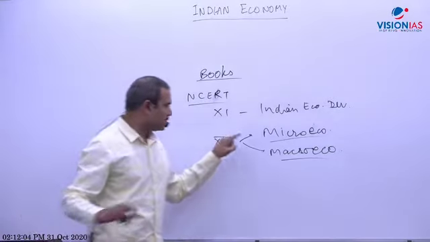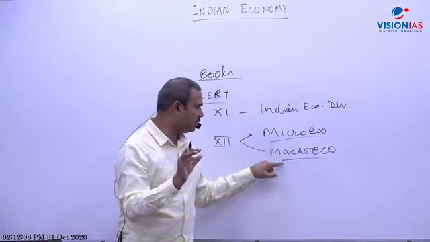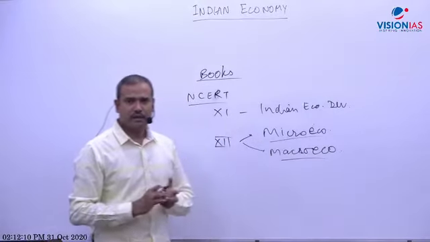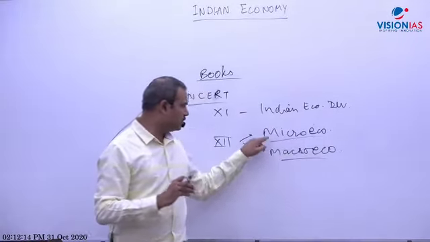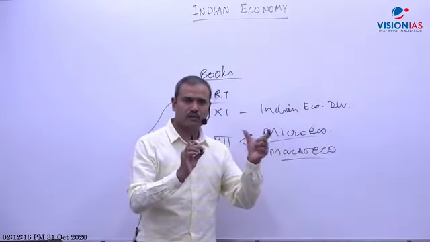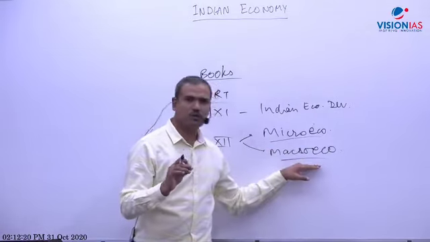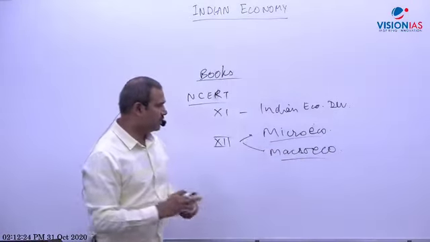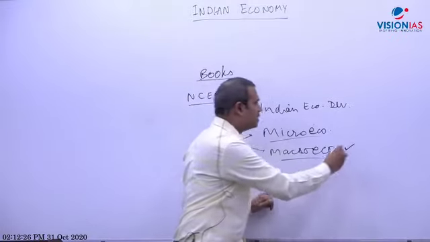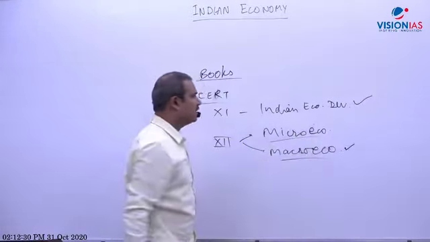Microeconomics studies one individual unit, economic theories of individual units, and macroeconomics studies the overall economic system. Which branch of economics is more relevant for you, one that deals with a firm or one person, or the entire economy as a whole? Obviously your syllabus is Indian economy, so macro is relevant. So you may go through Macroeconomics, and the Indian Economic Development book is also relevant.